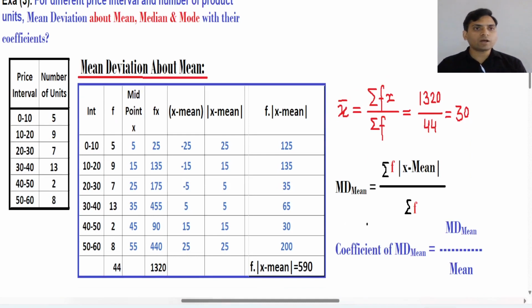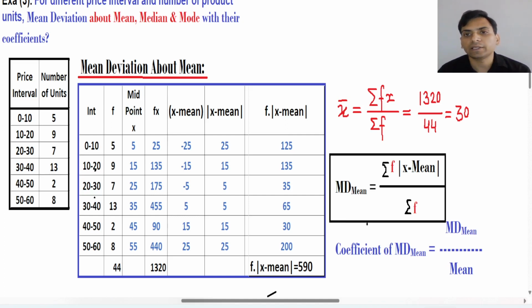In continuous data, the first task is always finding the midpoint. So this is interval, this is frequency, and first we will find the midpoint. The midpoint of this interval is 5, this is 15, this is 25, and so on. The formula for mean deviation about mean for continuous data is this one. In this formula, the first task is calculation of mean, and the formula to find mean for continuous data is summation fx divided by summation f.